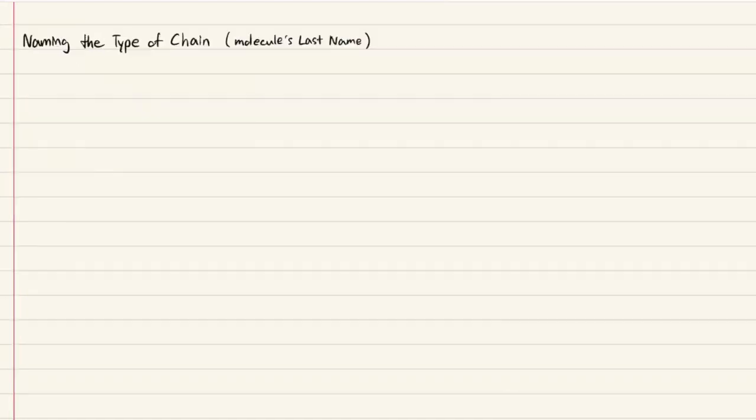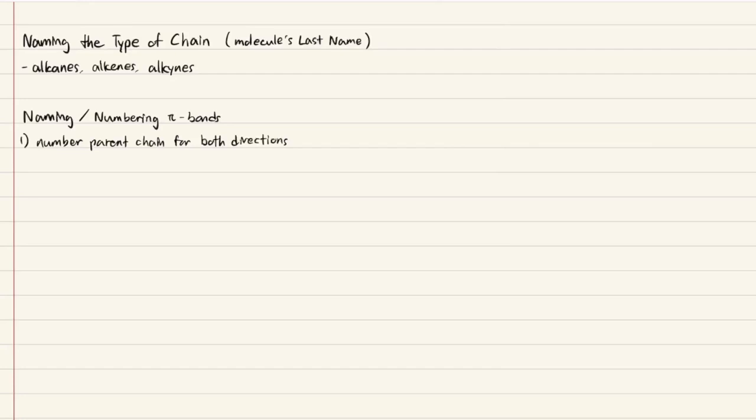in this table. As we've seen a couple of times, the type of chain or the molecule's last name falls into one of the 3 categories: alkanes, alkenes, and alkynes. Alkanes have the suffix ane, alkenes have the suffix ene, and alkynes have the suffix yne. When naming molecules containing pi bonds, it's important to have a way to identify where the pi bond is in the molecule. To do this, we follow 2 rules. 1, number the chain from both directions, and 2, designate the pi bond as the lower of the 2 numbers that land on the pi bond.